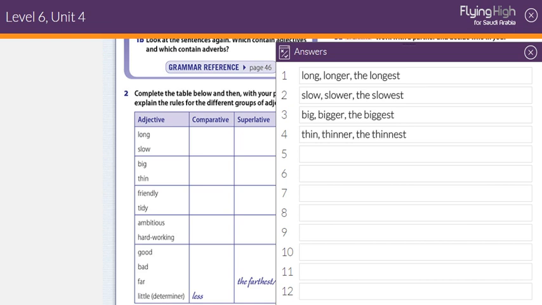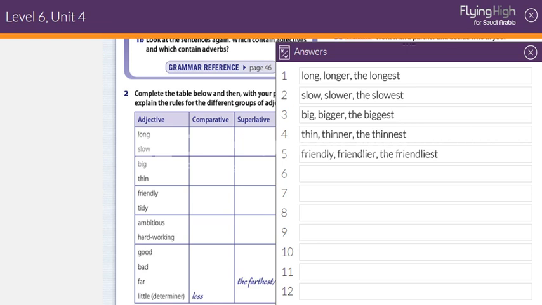After that, friendly. The comparative is friendlier. We convert Y to I and add ER. And the superlative is the friendliest. We converted the Y to the letter I and then added EST.